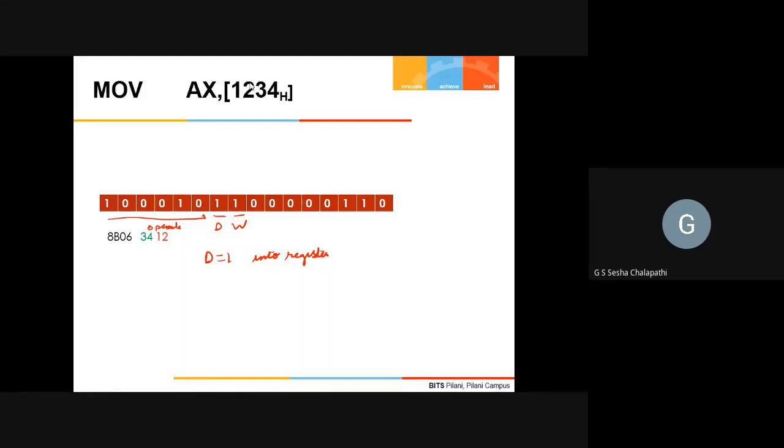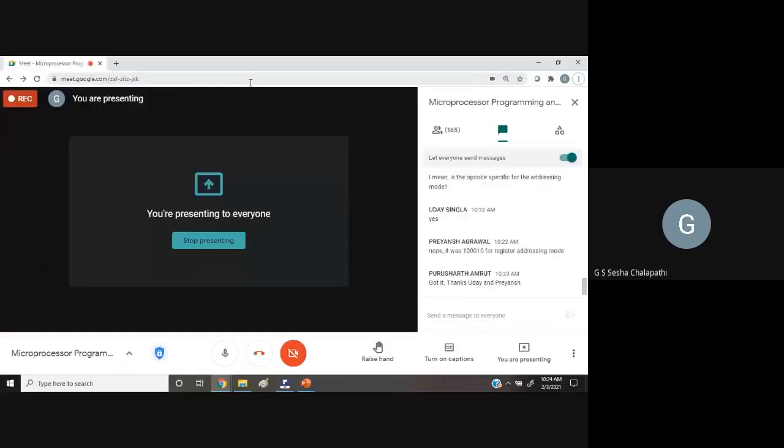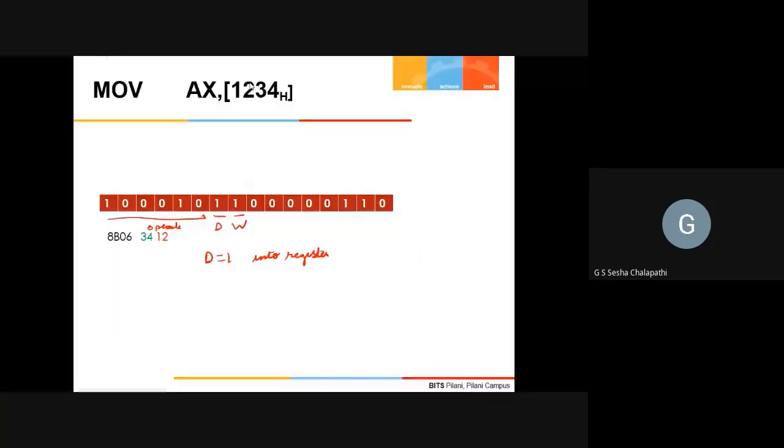Anybody? Am I moving a byte or a word? Word. Why? How do I know whether I'm moving a byte or a word? It's 16-bit data. I'm moving it into AX. So it's a word, so the W bit will be 1. A word is being transferred.